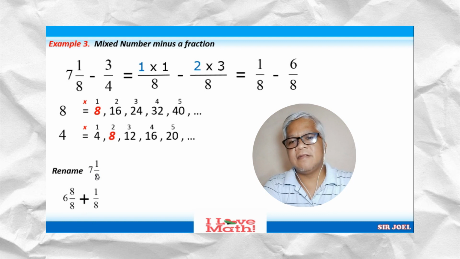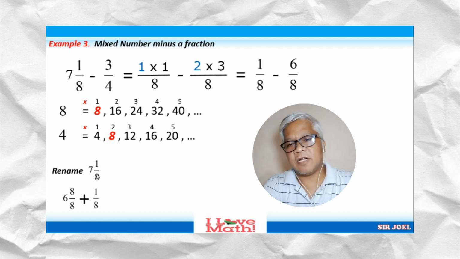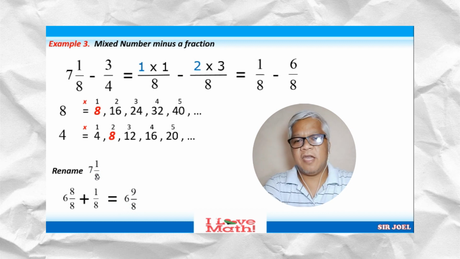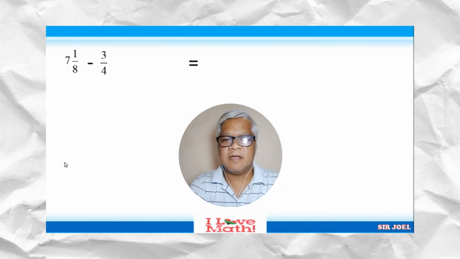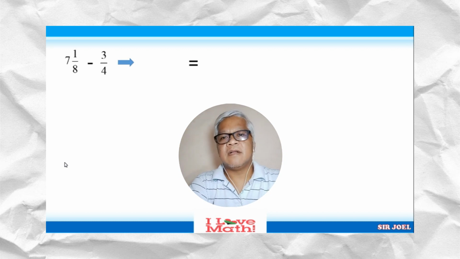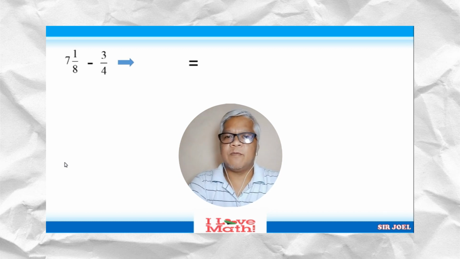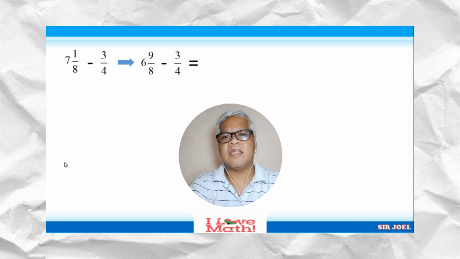Okay? Then, add it to 1 over 8. Ano ngayon ang magiging sagot? So, since denominators are the same, pwedeng i-add ang numerators. 8 and 1. So, 6 and 8 over 8 plus 1 over 8 is equal now to 6 and 9 over 8. So, instead of 7 and 1 over 8, ang ating gagamitin this time ay 6 and 9 over 8. Now, kanina, ang tanong, 7 and 1 over 8 minus 3 over 4. Diba, na-rename natin yung 7 and 1 over 8. Ano nga ang kinalabasan? It is 6 and 9 over 8. So, minus 3 over 4.